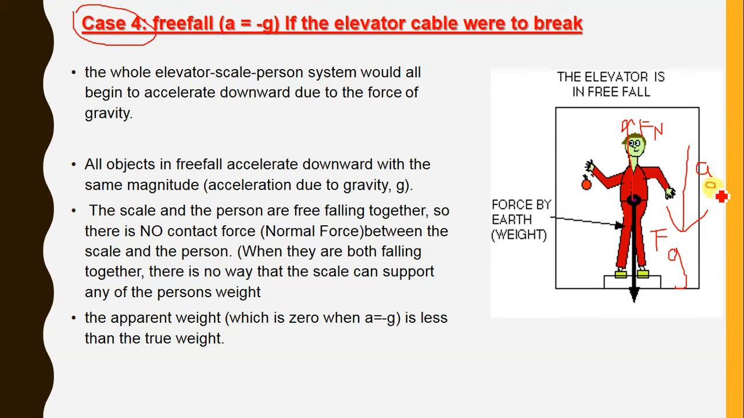So the acceleration now, it's not 2 or 3 or 4, no. The acceleration now of the elevator and the person system is the acceleration due to gravity, because this object is just falling toward the earth. So it's 9.81 meters per second squared.